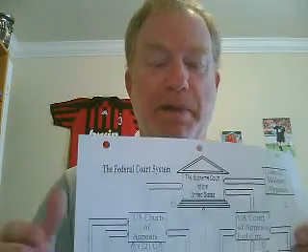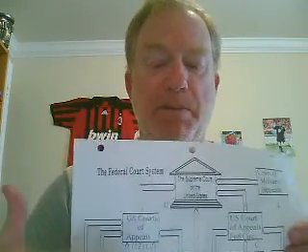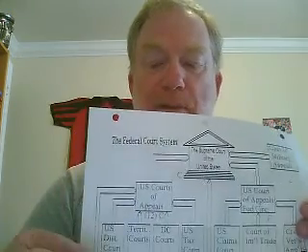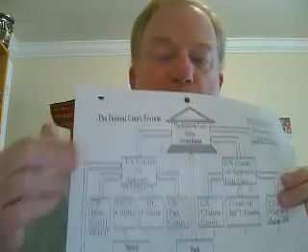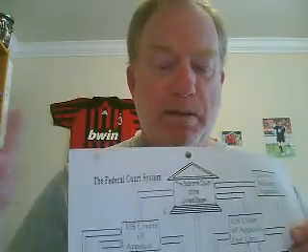The vast majority of the Supreme Court's cases come to it by being appealed from the district court level up to the appeals court level, and then up to the Supreme Court level. We'll handle that in a couple of videos from now.